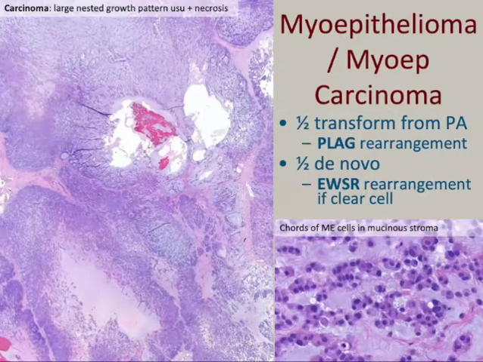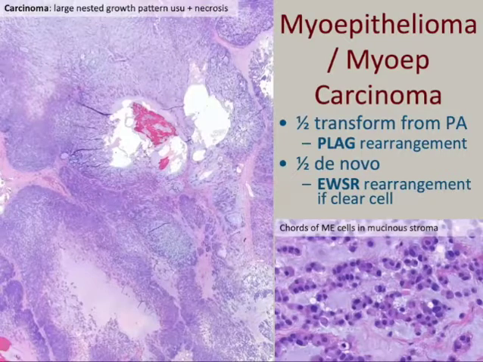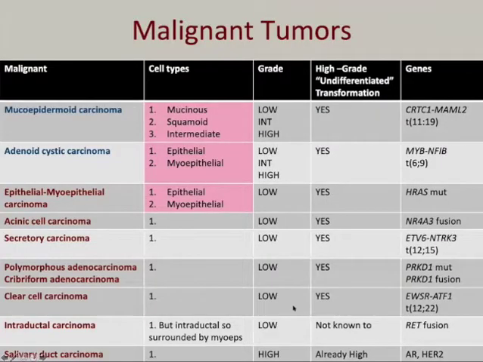I see your question about basal cell adenoma versus adenocarcinoma. Invasion. Adenocarcinomas of basal cell morphology can be very low grade. So really it's a diagnosis of a circumscribed edge versus an invasive border to differentiate the two.